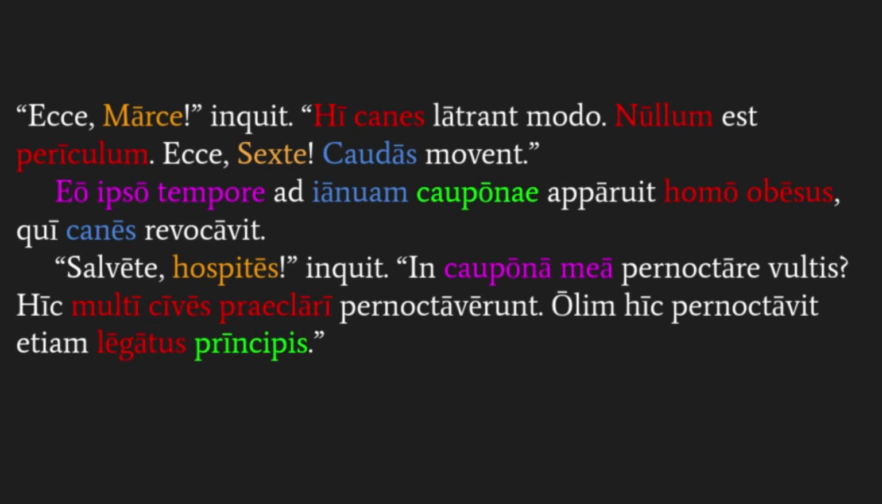Ecce Marce, inquit, hi canes latrant modo. So she says, this is Cornelia talking, inquit. She says, look, Marcus. And again, Marcus is vocative because she's calling him by name. Hi canes, these dogs are only, modo, barking, latrant. They only bark. They are only barking. Nullum est periculum. There is nullum periculum, no danger, right? There is no danger. Ecce Sexte, look Sextus, caudas movent.